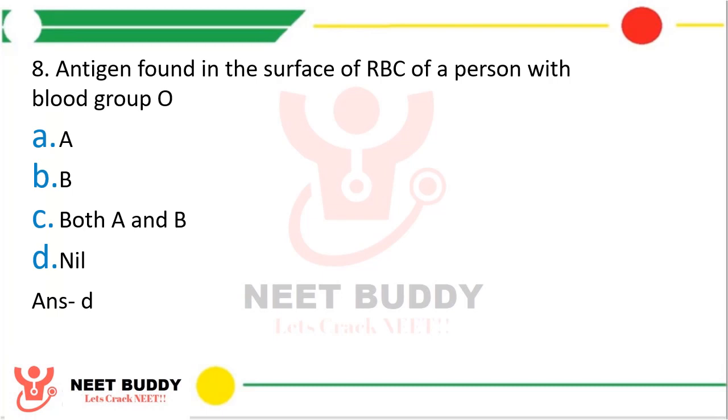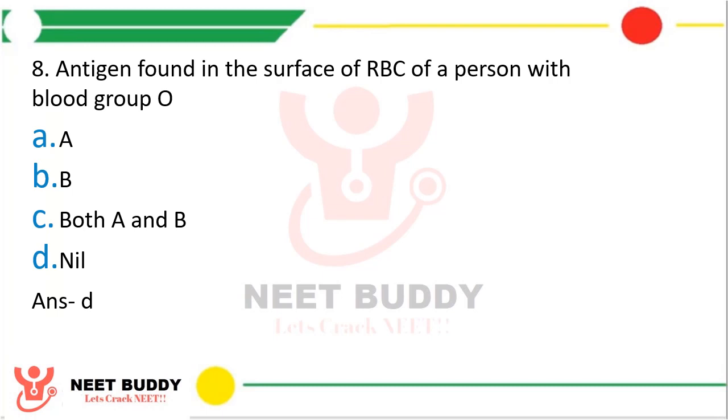However, they contain both the antibodies in their plasma. So, since both the antibodies, that is anti-A as well as anti-B, are present, they cannot receive blood from any other blood group other than O itself. So they act as universal donor. However, they can receive blood only from blood group O.